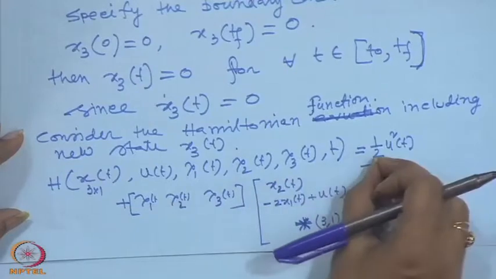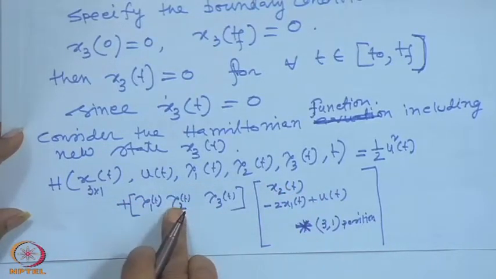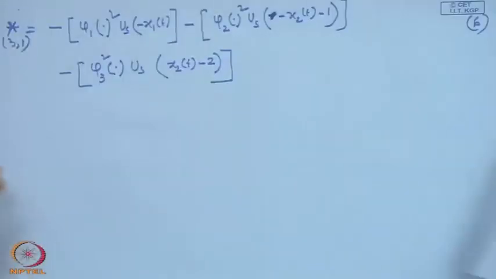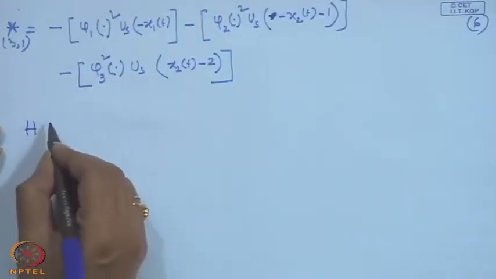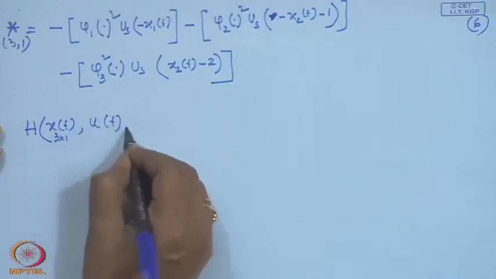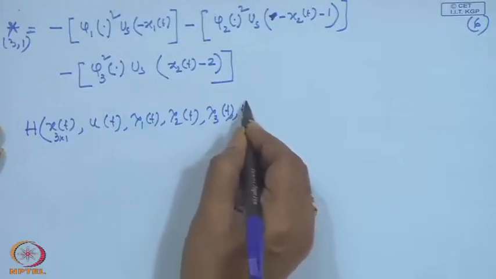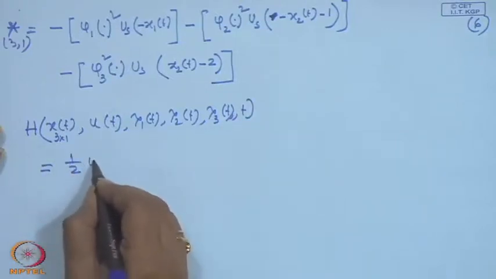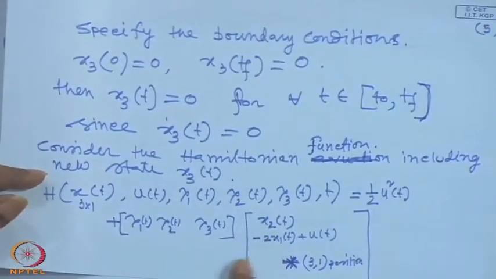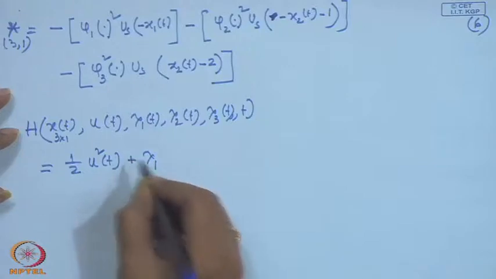what is the Hamiltonian function: half u square of t, lambda 1 of t multiplied by x 2, lambda 2 of t multiplied by minus x 1 of t plus u of t, lambda 3 of t multiplied by star. So, I am writing this Hamiltonian function H of x of t, u of t, lambda 1 t, lambda 2 t, lambda 3 t and t, which is equal to half u square, minus lambda 1. Now, see this one, lambda 1 into x 2.